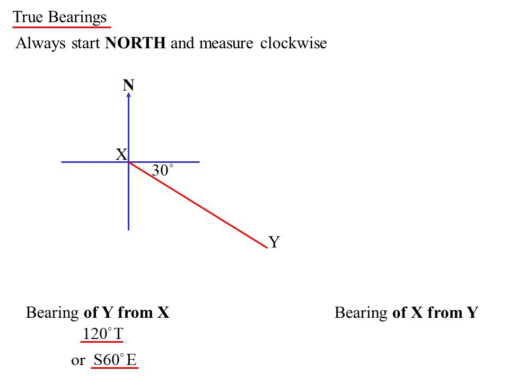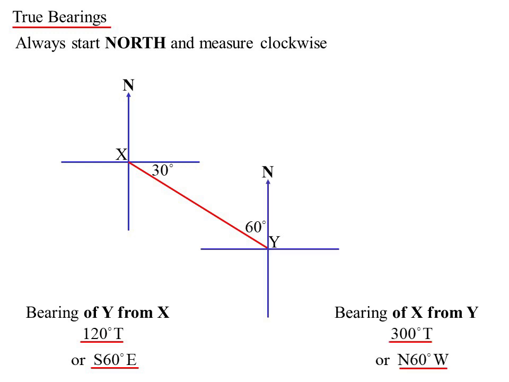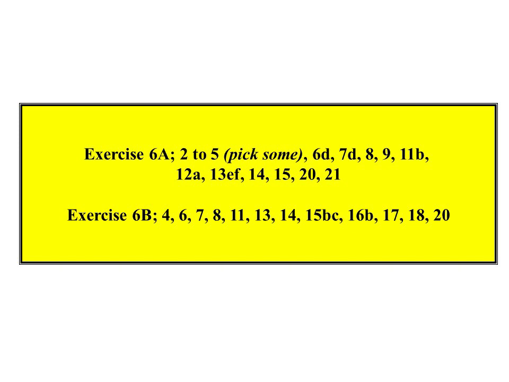If I was the other way around, and say I wanted the bearing of X from Y then, that one would be 300 degrees, start at north, go around clockwise, or north 60 degrees west. You'll notice I just said pick some for these ones. Really, these first ones are just, hey, do you know how to use your calculator? So, just pick some. If you're happy you know how to use them, you know how to use them.